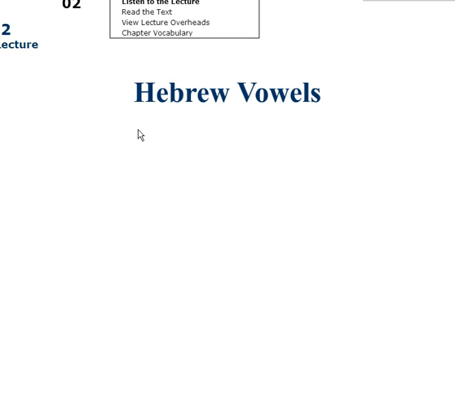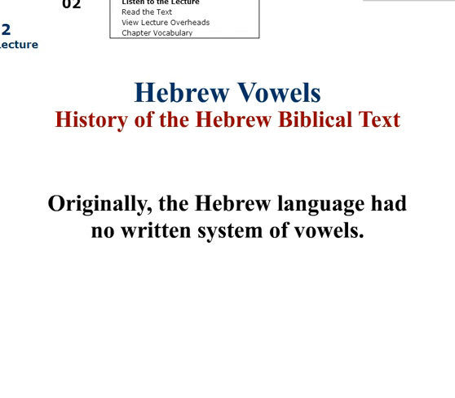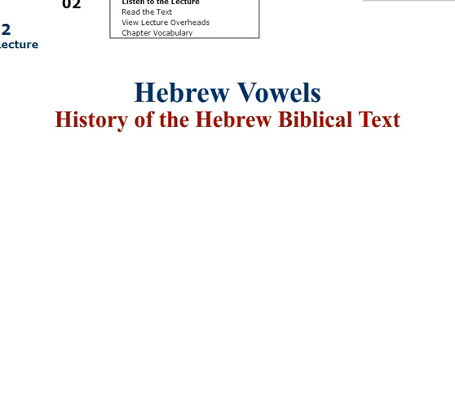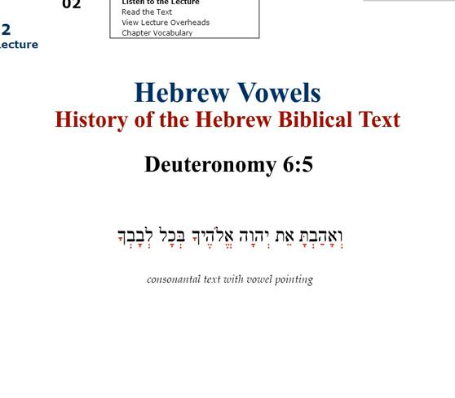Of the grammar, we make a few brief observations regarding the history of the Hebrew biblical text. There you learn that originally the Hebrew language had no written system of vowels. The text consisted of consonants with no vowel pointing. In the second half of the first millennium AD, the vowels were added.